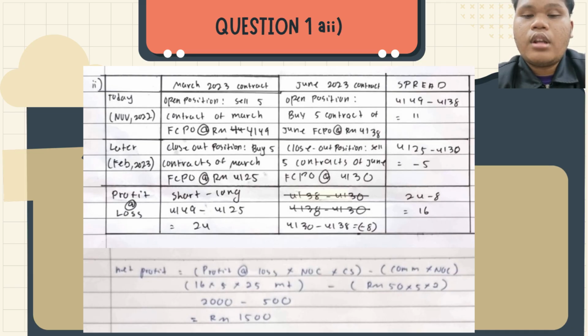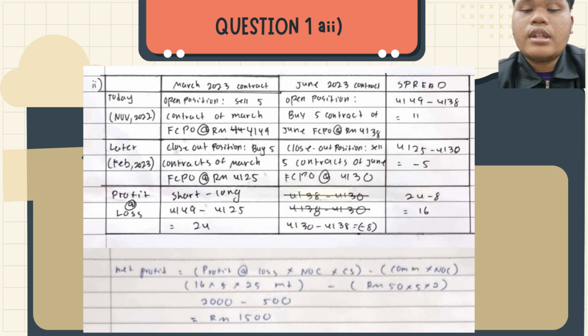For the total profit, now we combine both positions. Profit from the March contract is 24 points. Loss from the June contract is 8 points. So our net spread profit is 24 minus 8, which is 16 points. Next, we calculate the actual money earned. The formula is net profit equals profit multiplied by number of contracts multiplied by contract size, minus the commission.